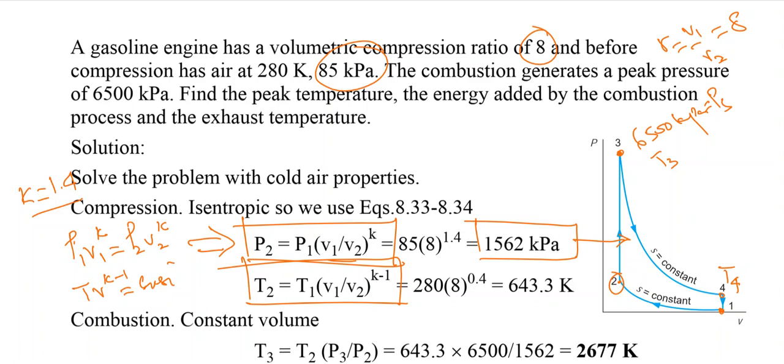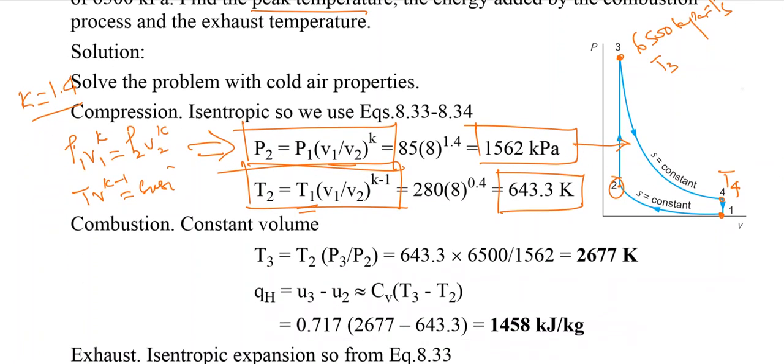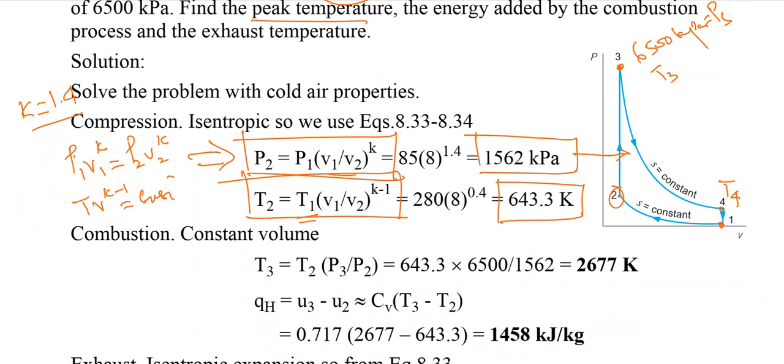For temperature T2, putting in the values again, we have T1 equal to 280 Kelvin, V1 by V2 is 8, and k minus 1 is 0.4. Putting in the values, we get the temperature T2 equal to 643.3 Kelvin. Now moving towards state number 3, finding the peak temperature. The process from 2 to 3 is a constant volume process, so using the ideal gas equation, PV by T is constant.